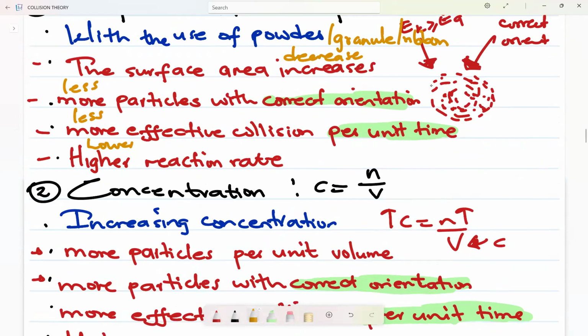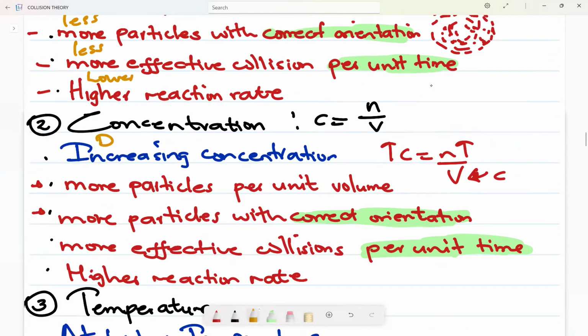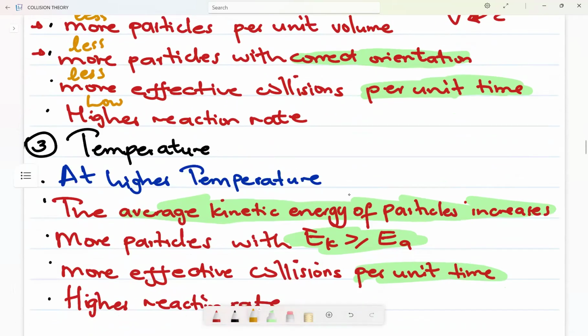Can you see? When we decrease the concentration, there will be a lesser number of moles per unit volume. Therefore, there will be fewer particles with correct orientation. There will be fewer effective collisions, so a low reaction rate. You just need to know it with increase. For the decrease, it is just the reverse.